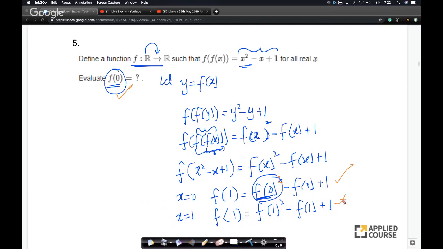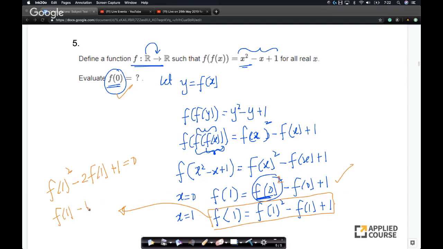Let me simplify this, because look at this. Everything is in the form of f of 1, so I can compute f of 1 from this actually. That's the idea there. So what can I rewrite this as? I can rewrite this as f of 1 squared minus 2 f of 1 plus 1 equals 0, right? This is a quadratic equation if you think about it. This is nothing but f of 1 minus 1 squared equals 0.